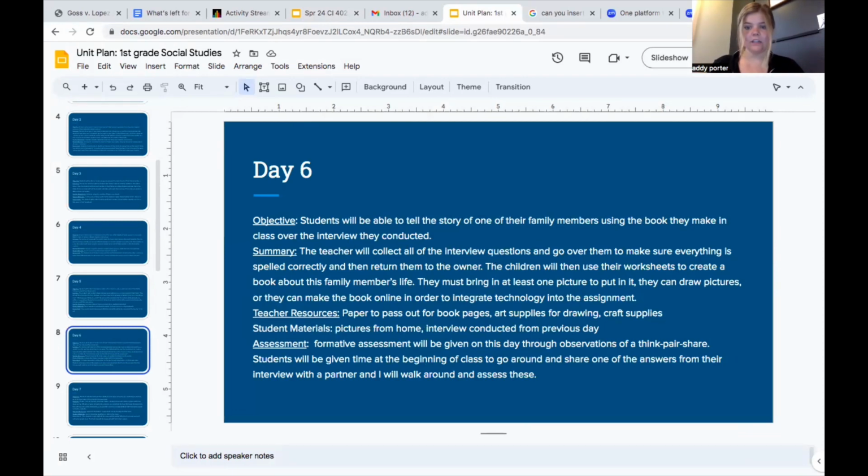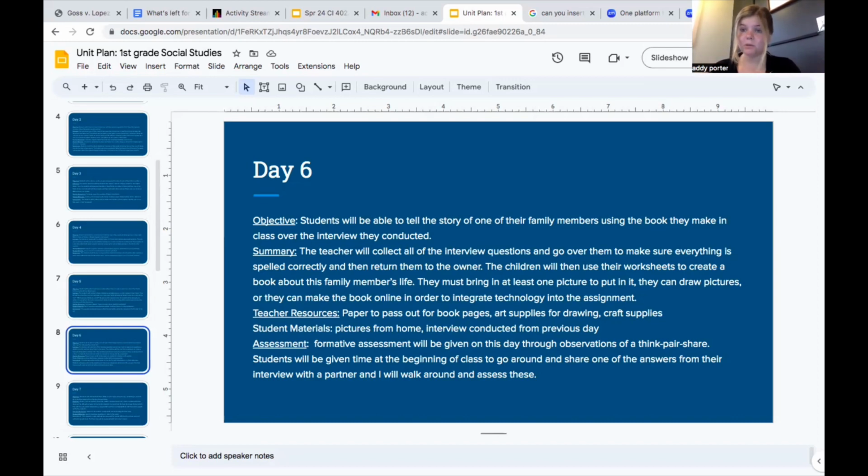For day 6, we would want them to use their interview questions to make a book about this family member. We could integrate technology and art into this by having them bring in pictures of their family. They could also draw pictures or they could make their book online if they wanted to through something like Google Docs. I would need to have paper to pass out. I would want a lot of art supplies and craft supplies for this. And I would need the students to bring a picture as well.